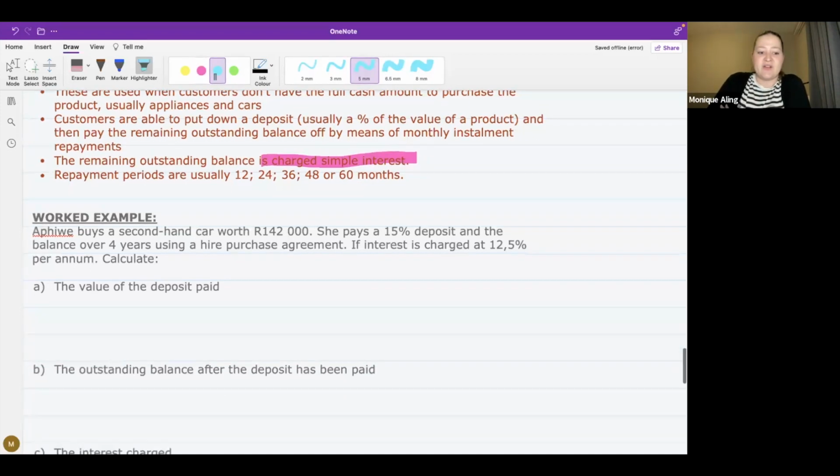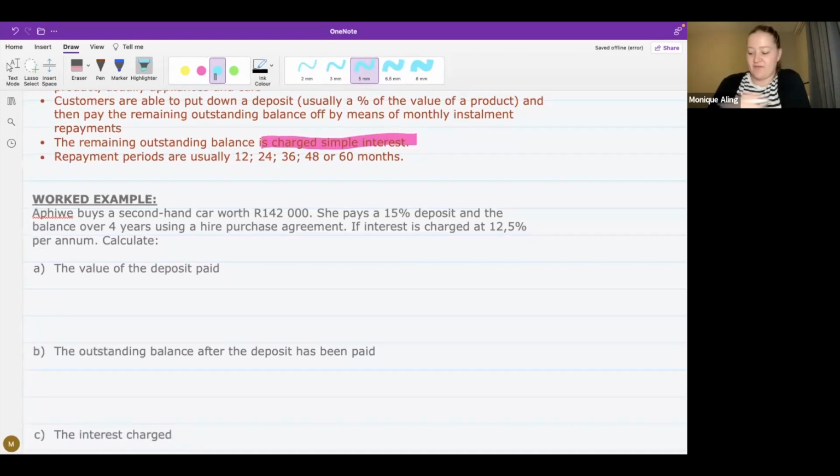But before we start calculating, let's look at the important information. The price of the car, 142,000 Rand. Deposit is going to be 15%. Apiria is going to pay it off over 4 years. And interest is 12.5%.